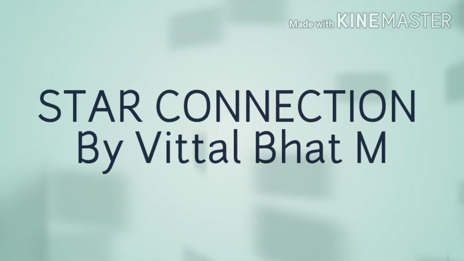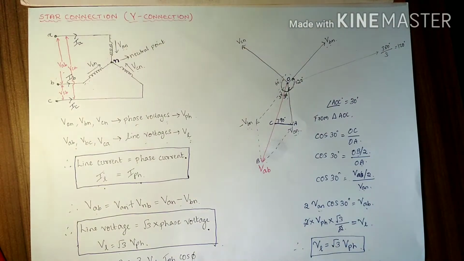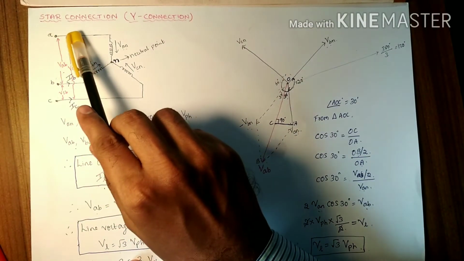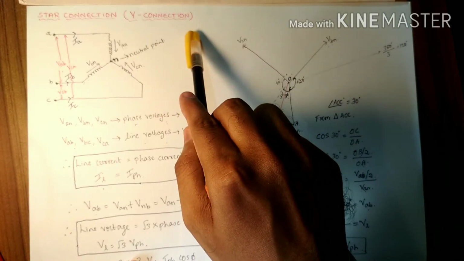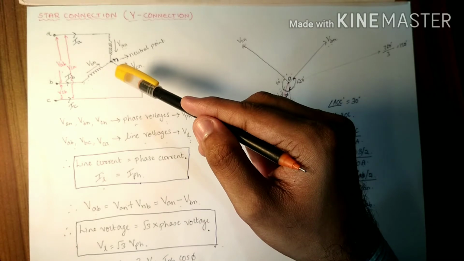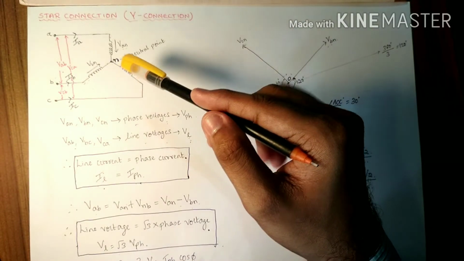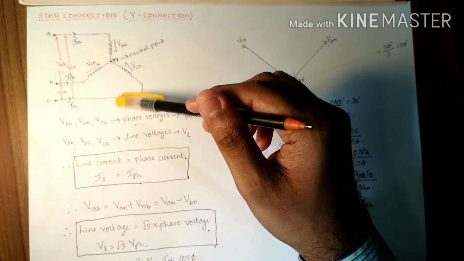Hi dear students, today we are going to deal with the important topic under three-phase circuit, that is star connection. So here the star connection is also called as Y connection. Now what is this star connection? A star connection is formed when the ends of three coils are joined together at point N.